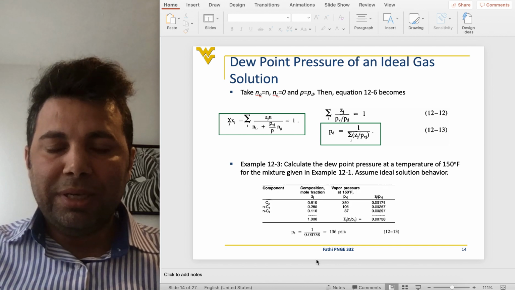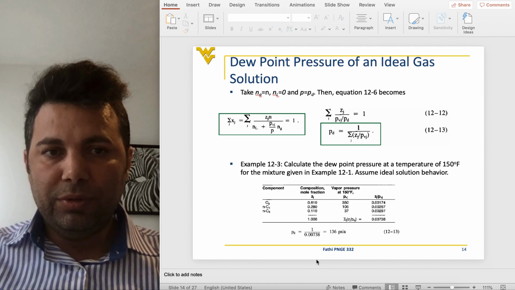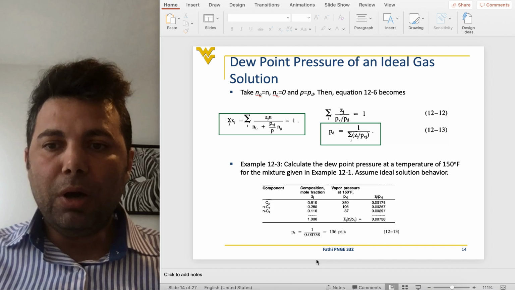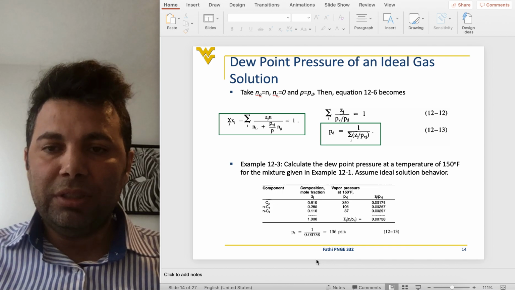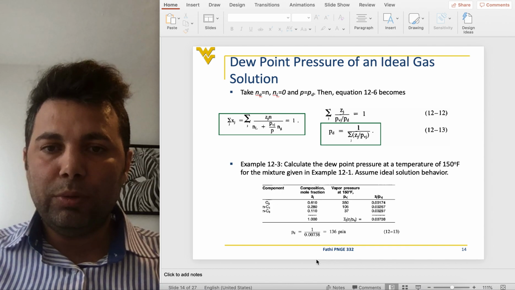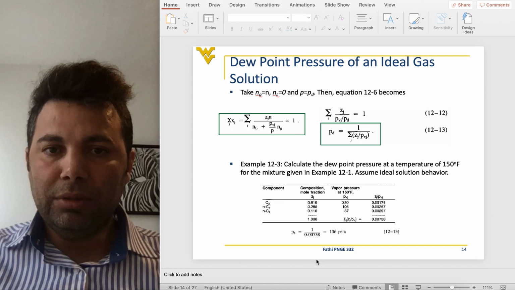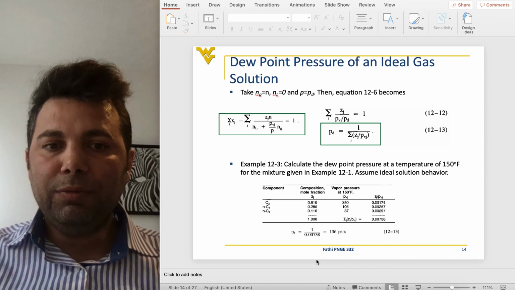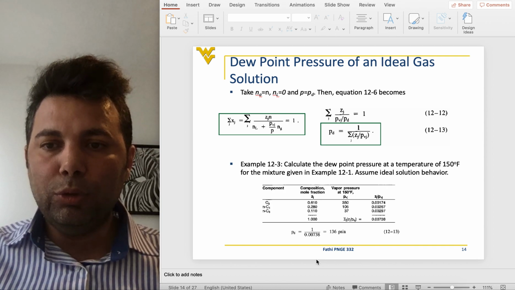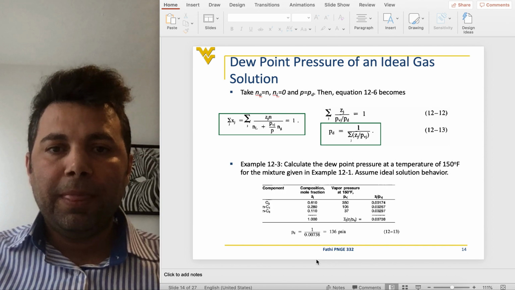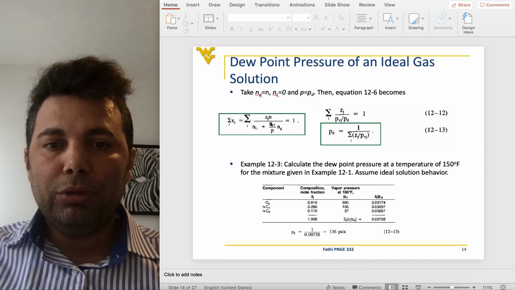Calculations that we were interested in was the dew point pressure for an ideal gas. We saw how to calculate the quantities and composition of gas and liquid in the two phase, how to find the bubble point pressure of the ideal liquid solution, and now if we want to calculate the dew point pressure of the ideal solution, we are going to use the equation for the summation of the liquid.